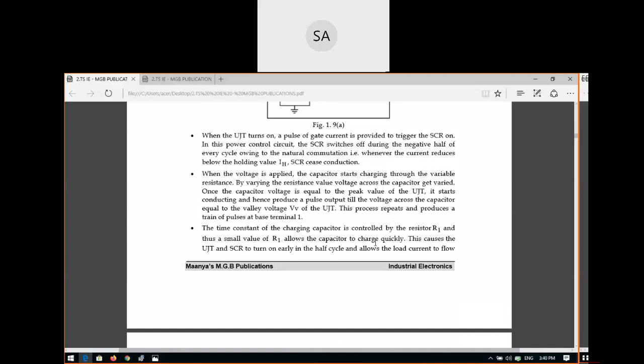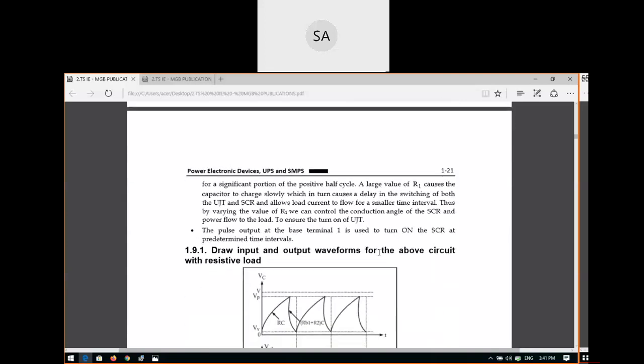This causes the UJT and SCR to turn on early in the off cycle and allows the load current to flow for a significant portion of the positive half cycle. A large value of R1 causes the capacitor to charge slowly, which in turn causes a delay in the switching of both the UJT and SCR, and allows load current to flow for a smaller time interval.